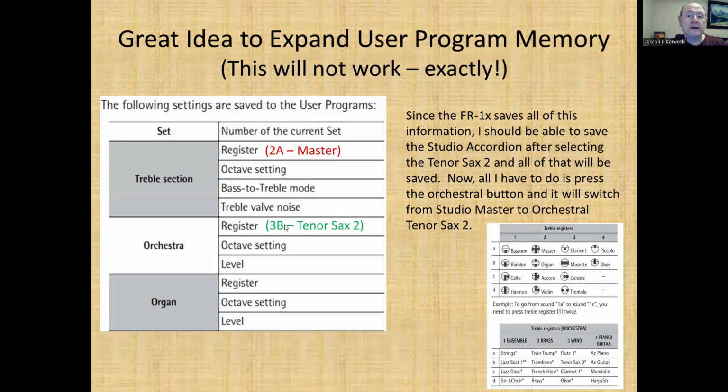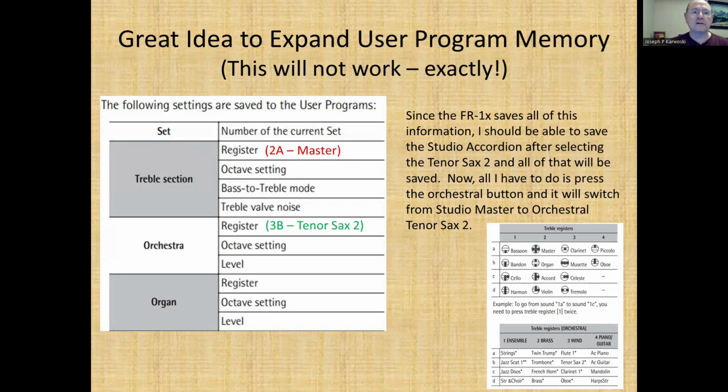But I've already been in the orchestral and I already have 3B selected. Okay, so I've gotten out of orchestral into accordion, master's there, but I'm still sitting with this tenor sax. Still sitting with that tenor sax. Now, a little side note here.